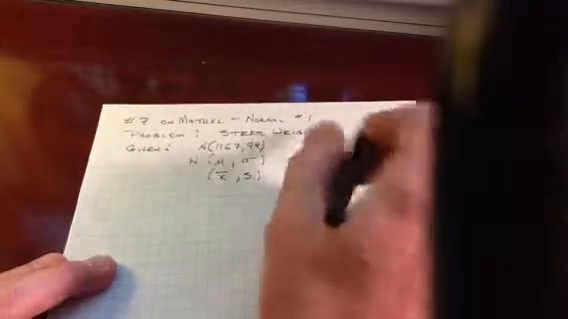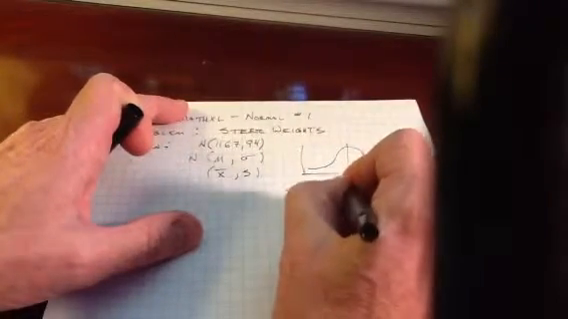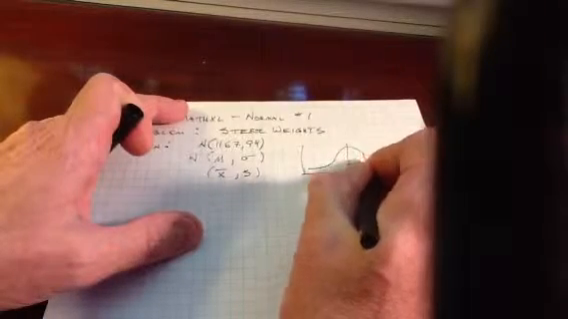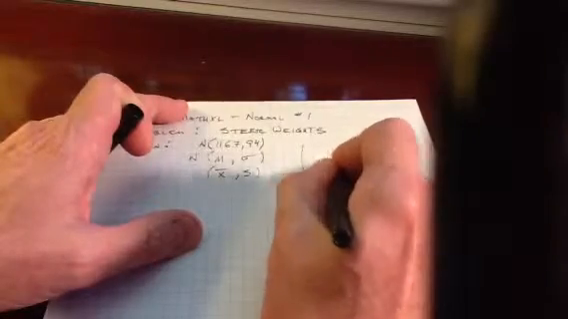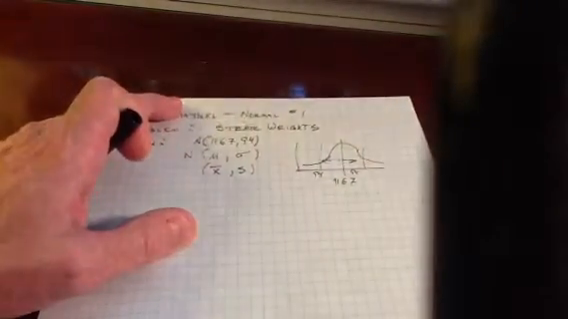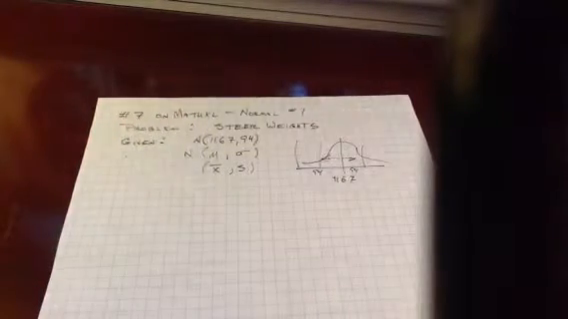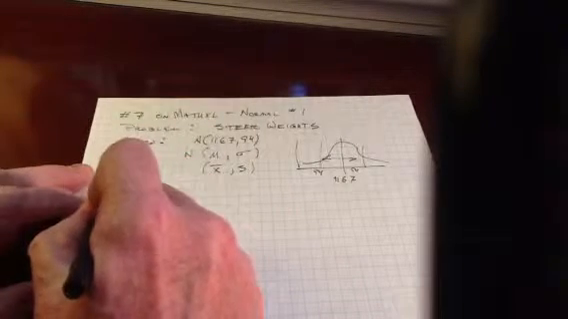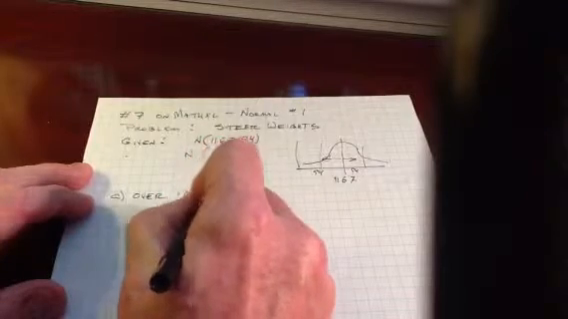What this means is, I draw a picture. My mean is going to be here at 1167, and one standard deviation either way is going to be 94. Okay? And I'll be asked various questions about this. So the first question I'm asked is, what percent of the steers weigh over 1,050 pounds?